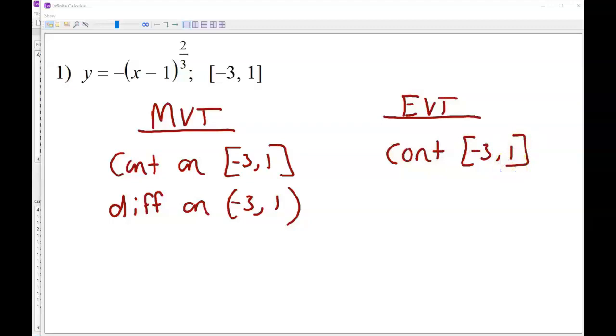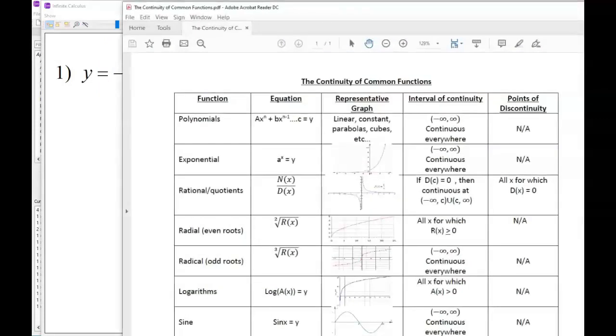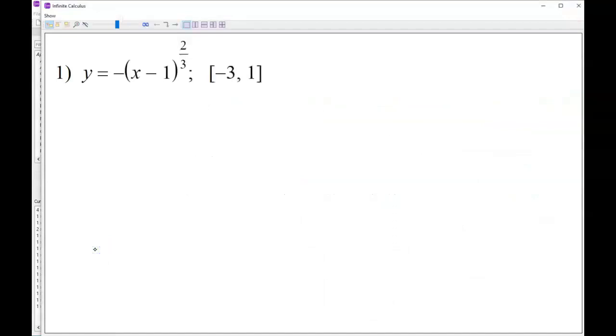So how are we going to determine whether it's continuous and or differentiable on that particular interval? Well, first of all, you need to identify what kind of function this is. Once you know what kind of function it is, you can look at your continuity of common functions worksheet that I gave you back in Unit 3, Lesson 3.3. It's in Week 10 in case you need to find it again.